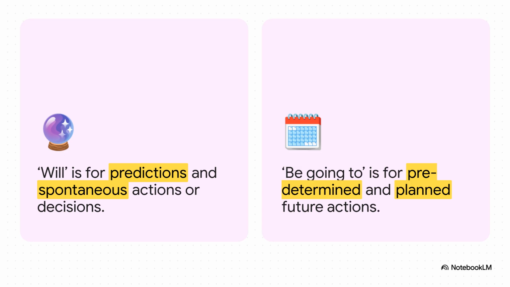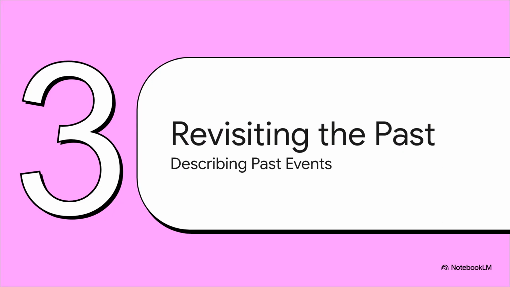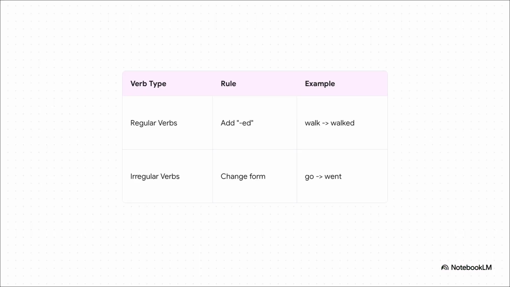But be going to is for stuff you've already decided on. It's for your plans. I am going to visit my cousins next month. It's a small difference, but nailing it is what helps you sound way more natural. So, from the future, let's jump back in time to Section 3. Revisiting the past. This is all about giving students the power to tell their own stories and share experiences that have already happened.